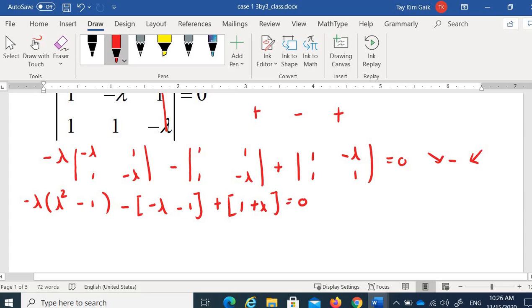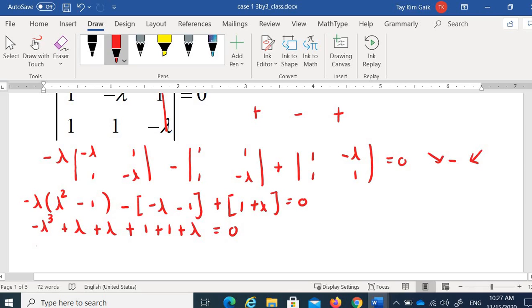Okay, expand and simplify, you will get a characteristic equation. Solving the characteristic equation, you should have 3 eigenvalues. Because you got here negative lambda times lambda squared, so you got negative lambda cubed. So negative lambda times negative 1, so it's plus lambda. So expand the negative in. So this one is plus lambda, so this is plus 1. And then plus 1 plus lambda equal to 0.